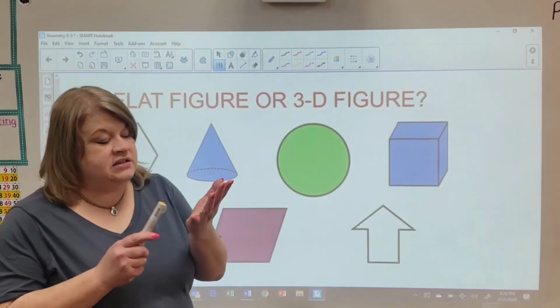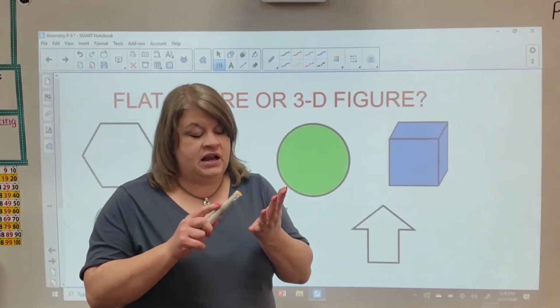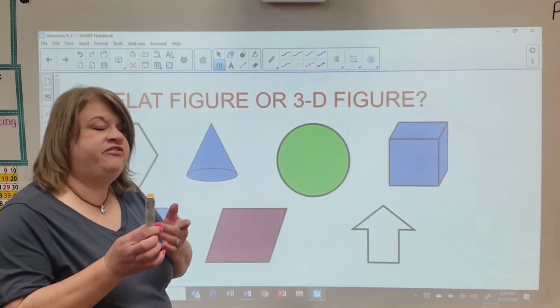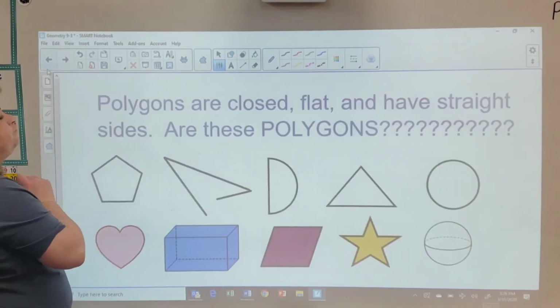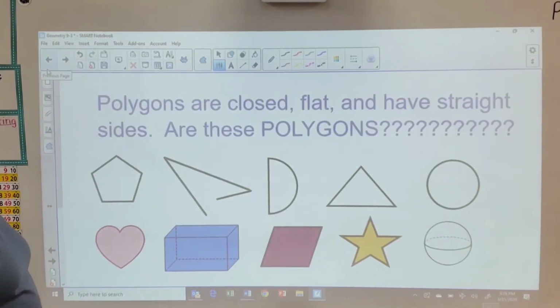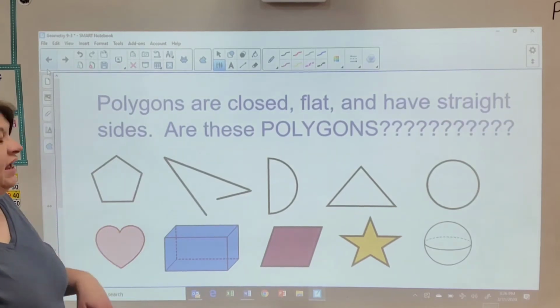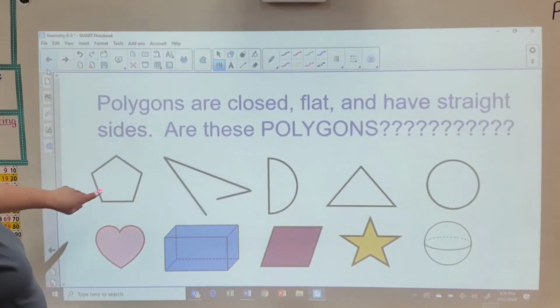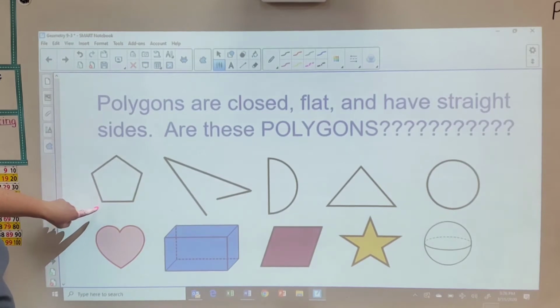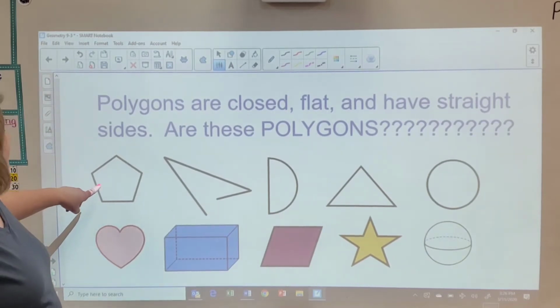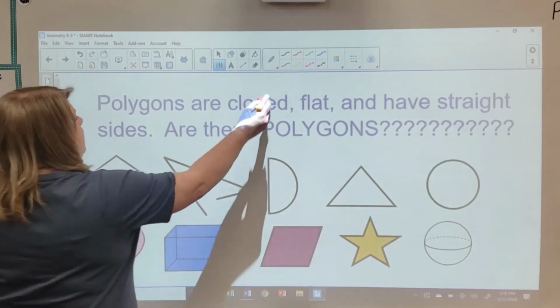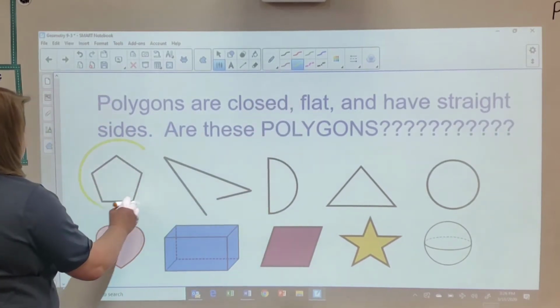So a polygon has to have straight sides, it has to be closed, and it has to be flat. So let's check these out. Polygons are closed, flat, and have straight sides. Are these polygons? Let's see here. Okay, first of all, is this closed? Yes. Is it flat? It's not 3D, right? Does it have straight sides? It does. So guess what? This one is a polygon.